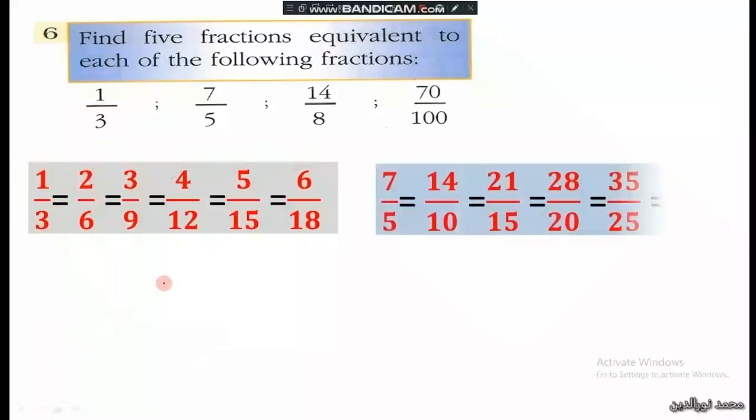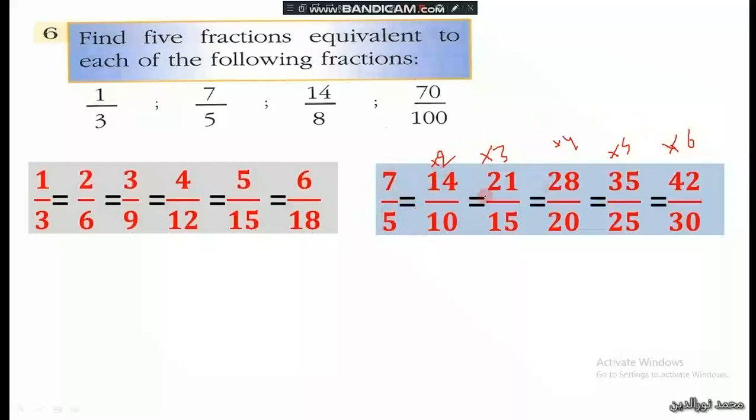And then we have the other fraction, which is 7 over 5. 7 over 5 cannot be simplified. So first we multiply both terms by 2, then by 3, then by 4, then by 5, then by 6. Of course we could multiply by other numbers, but these are the simplest fractions that are equivalent to 7 over 5. So multiplied by 2, 14 over 10.